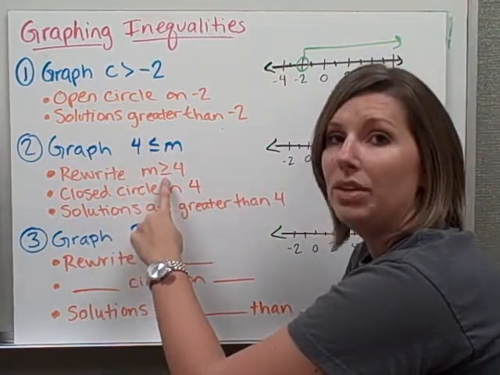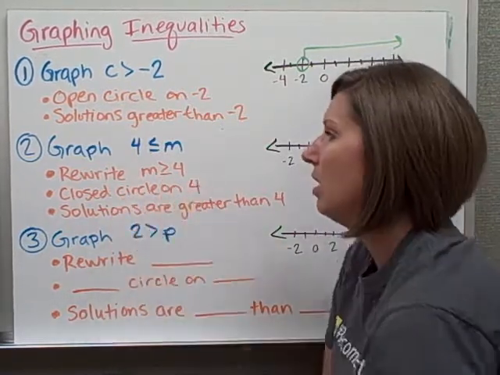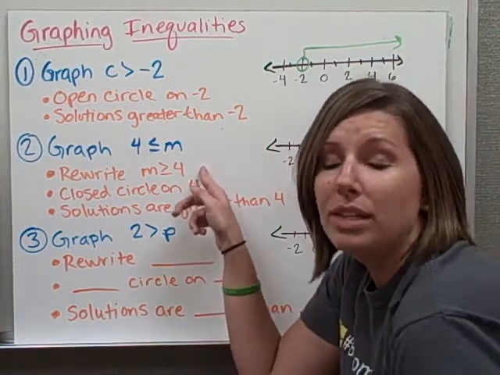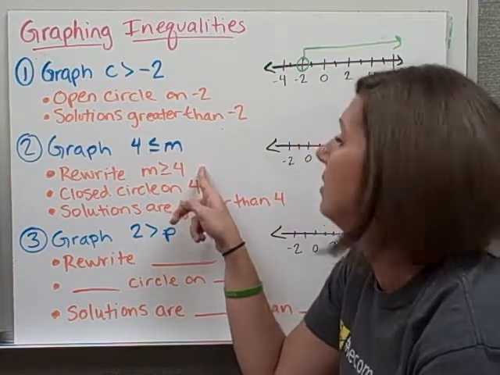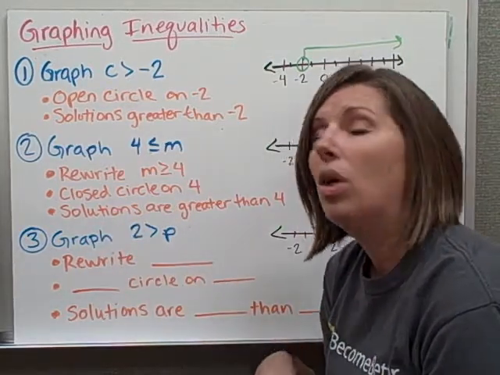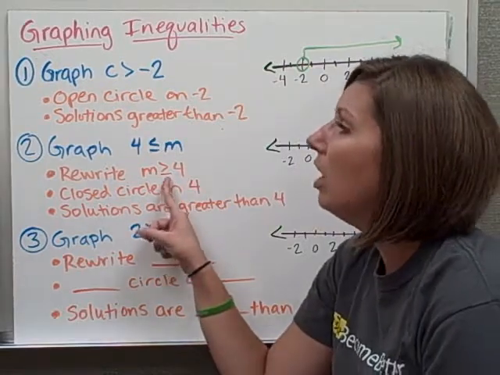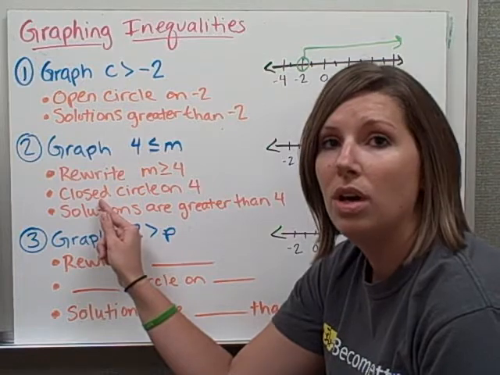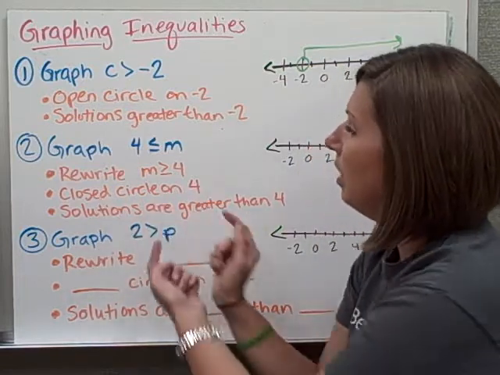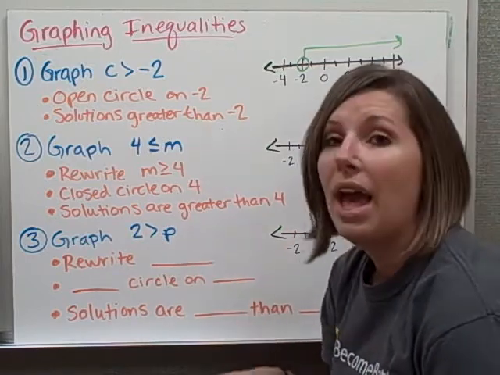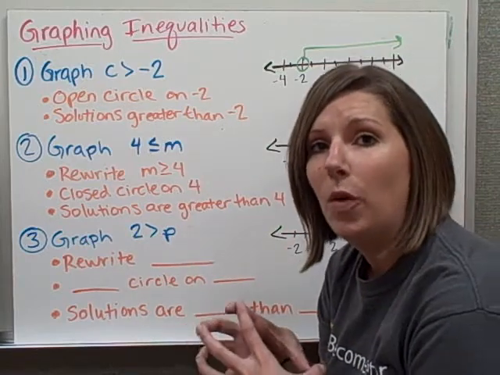M is greater than or equal to 4. So now that I've got my inequality written the correct way, or the way that is most helpful to us, I'm going to identify, am I going to use an open circle or a closed circle? Well, because it has that extra equal to part, I'm going to make sure I have a closed circle. On what number? Well, the number 4. That means all my solutions are greater than 4 and will also include the number 4.